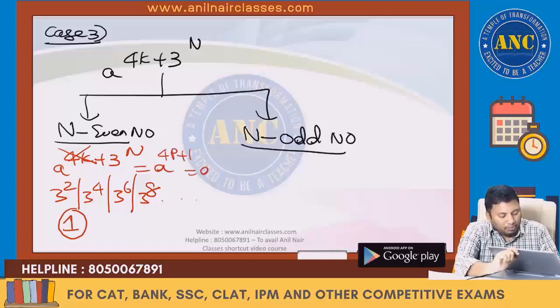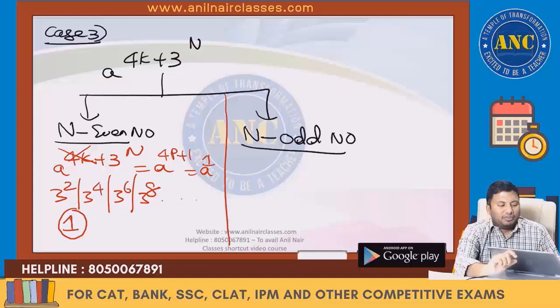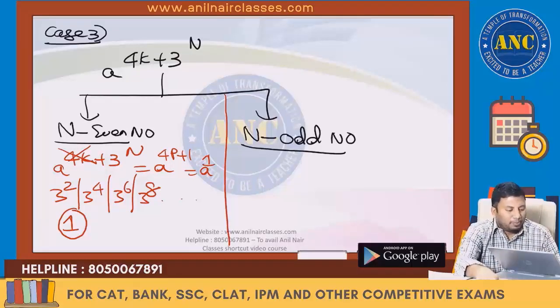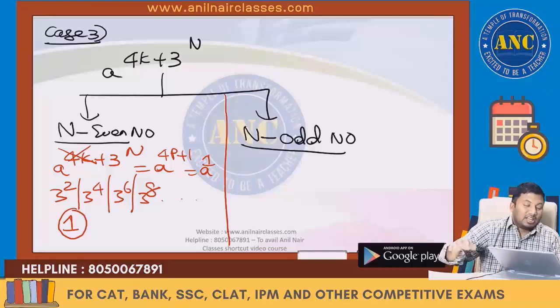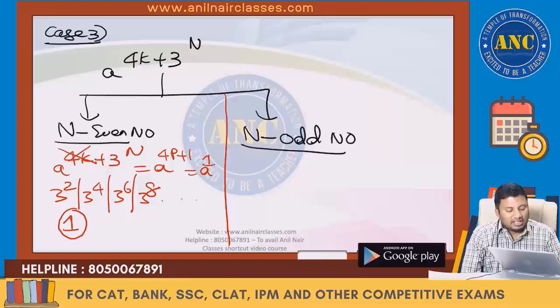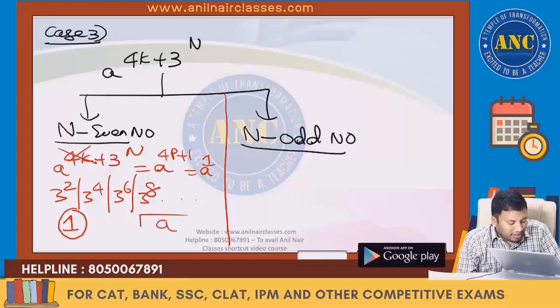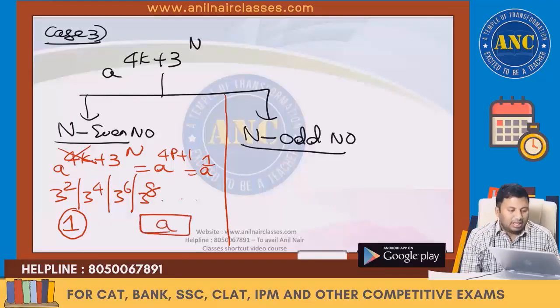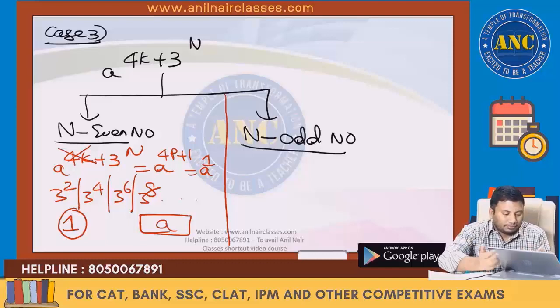a^(4k+1) is a. Please write down: if it is a^(4k+3) to the power n, and n is an even number, the answer is nothing but a. So 3 power an even number, when you divide by 4, I will get a remainder 1.